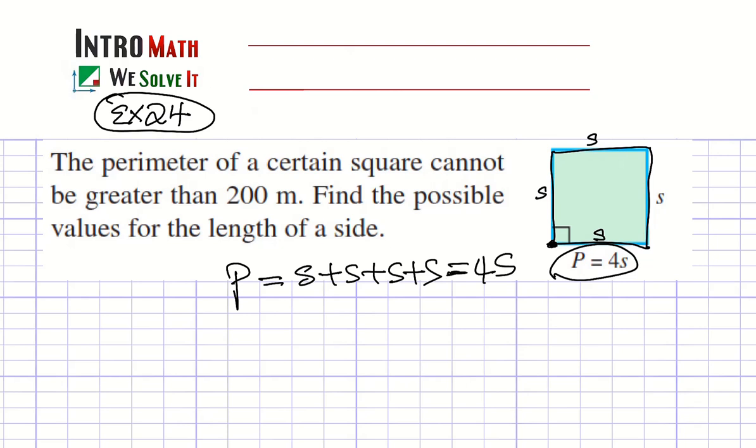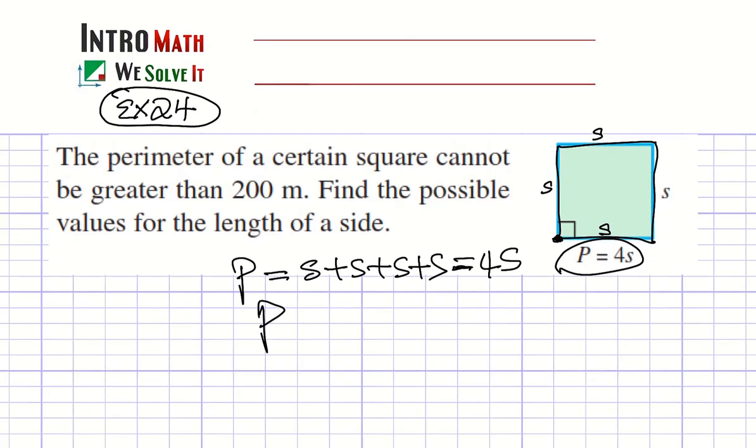You see how they got that, right? Perimeter is walking around. I'm walking around that thing. Alright, say the perimeter of a certain square cannot be greater than 200. So what they say is the perimeter cannot be greater than 200. How do you translate that?